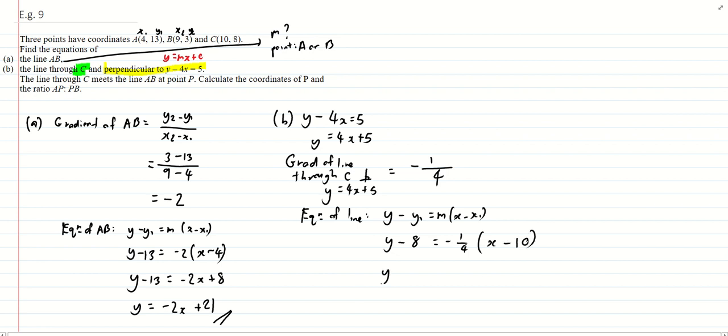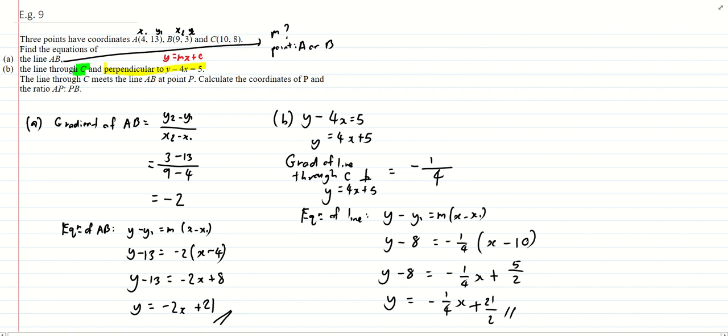Simplify this. I will have y minus 8 equals negative 1 over 4x. Negative 1 over 4 times negative 10 will be plus 5 over 2. Add 8 to both sides. I have y equals negative 1 over 4x plus 5 over 2 plus 8. That will get me 21 over 2, so plus 21 over 2. And I am done. Alright, so let's take a look at part C, or rather the question with no parts.